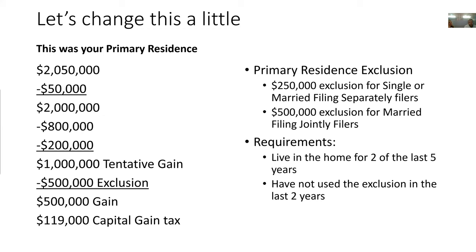If we follow this through, we still have $2,050,000 of selling price, $50,000 of selling costs for a net selling price of $2 million. We have $800,000 of purchase basis and $200,000 of improvement basis, so a tentative gain of $1 million. Then we have a $500,000 exclusion to leave us with a $500,000 gain in 2020. This would leave us with a $119,000 capital gains tax.